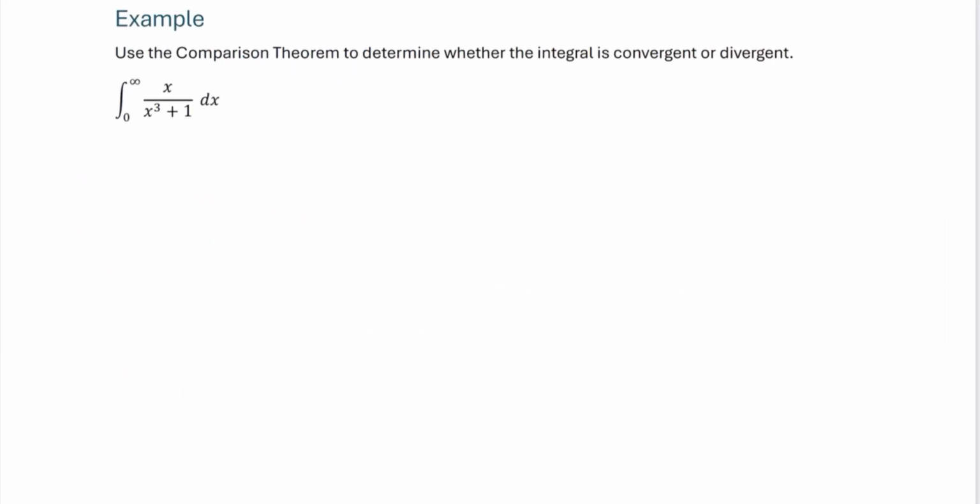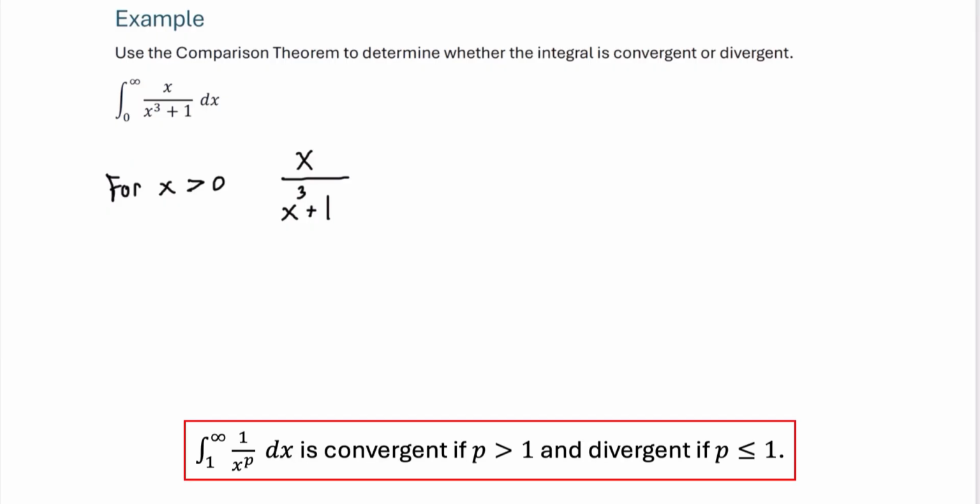Let's use the comparison theorem to determine whether the integral is convergent or divergent. For the moment, we're going to focus on just the integrand. And let's focus on positive values of x. So for x bigger than 0, let's look at x divided by x cubed plus 1. And we want to compare this with something that we know a little bit about. In this case, we know this theorem. And when p is bigger than 1, it's convergent.